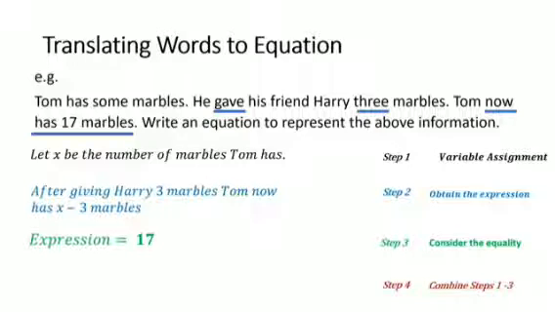The fourth stage would be to combine steps 1 to 3 so that the expression we obtained in step 2 would now be equivalent to 17, so that we would have x minus 3 equals 17 as the required equation.